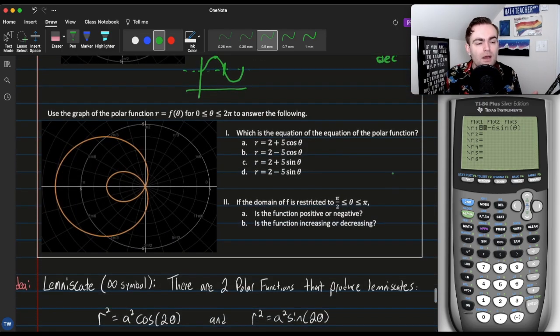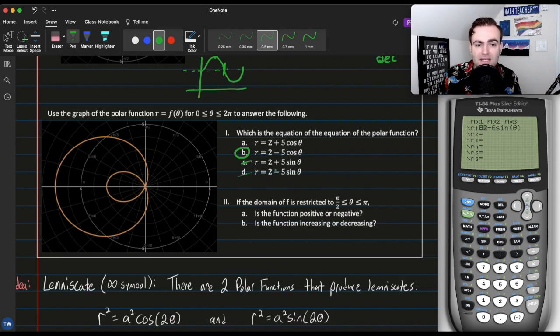Let's try this one. We have an inner-looped limaçon, which I think are the most snail-looking ones. What is the equation for this one? So it is horizontal, so it is automatically cosine, and it's left, so it's going to be subtraction. Now it's asking about its behavior.